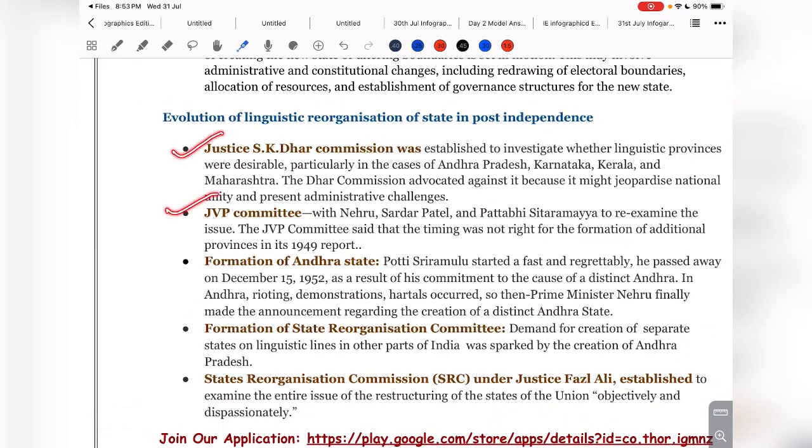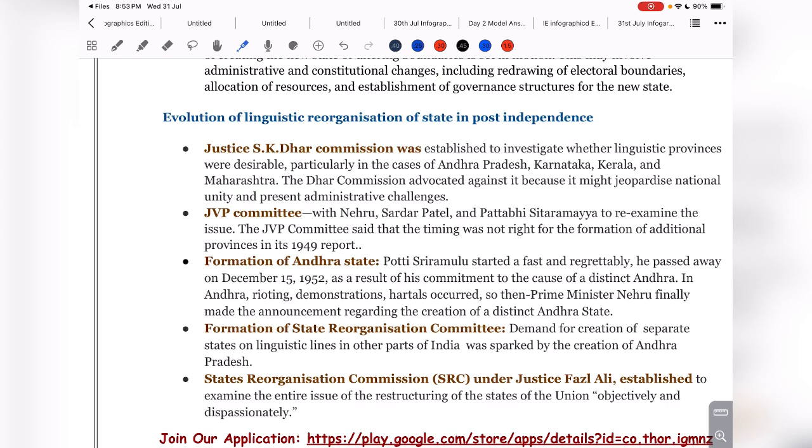Then the second step is the JVP committee. After the SK Dhar committee, there were large scale protests in different parts of the country and demand for creation of linguistic reorganization of states. So the JVP committee was established. JVP stands for Jawaharlal Nehru, Vallabhbhai Patel and Pattabhi Sitaramayya. ठीक है, to re-examine the issue. And the JVP committee said in its 1949 report that the timing was not right for formation of additional provinces. So उनका जो रिपोर्ट आया, it clearly stated that this time is not the right time because we are already facing the issue of communal violence, partition, and we have the task of integrating the princely states into our Union of India.